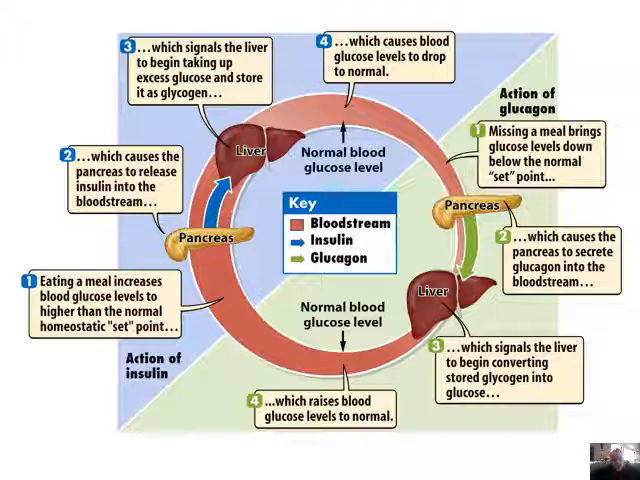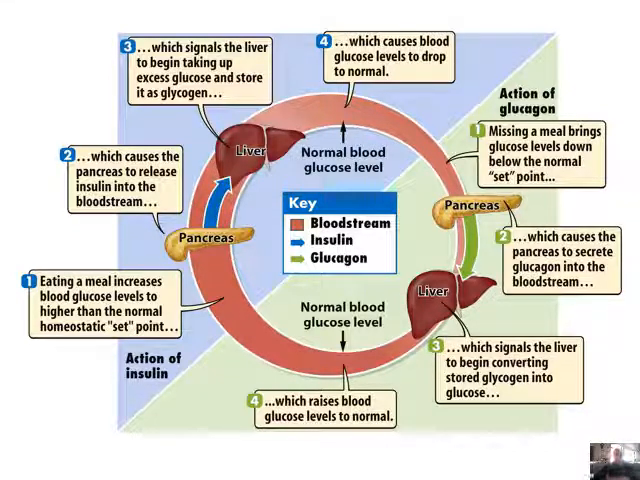Then if we go to the action of insulin, eating a meal increases the blood glucose level to higher than the normal homeostatic set point. This causes the islets of Langerhans beta cells in the pancreas to release insulin into the bloodstream. This signals to the liver to begin taking up excess glucose and store it as glycogen, which causes the blood glucose levels to drop. Okay, so it goes up and down constantly.